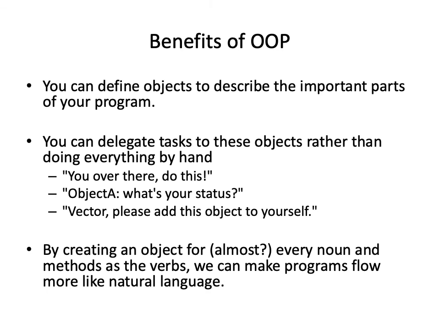By creating an object for almost every noun in your program, and methods as the verbs in your program, we can make programs flow more like natural language. It's not really natural to talk about the world in terms of ints, booleans, strings, characters, doubles. That makes sense for a computer program, but it's not really natural for us as humans. It's more natural for us to think of objects, shapes, letters, boxes, things, emotions. Those are all things that you can actually program and code in some way and relate to each other.